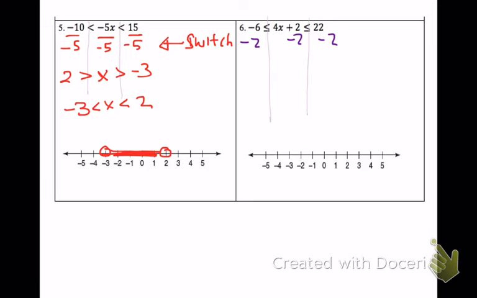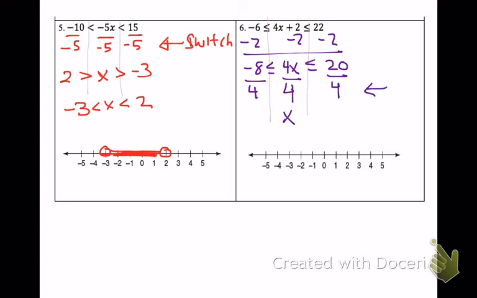Now we're going to go ahead and just simplify this. I have -8 less than or equal to. I don't switch it because I'm not dividing by a negative, I'm subtracting 2. Bring down my 4x, less than or equal to 20. Now I'm going to go ahead and divide everything by the same number, which is 4 in this case. And I'm going to bring down my x. Again, I divided by a positive, so I don't need to switch the inequality, so it stays the same in this case.